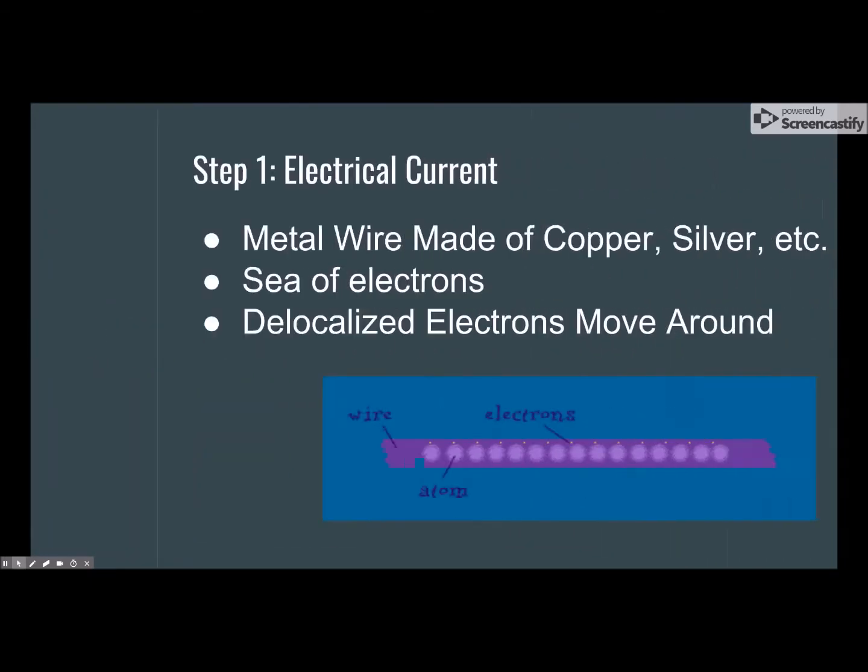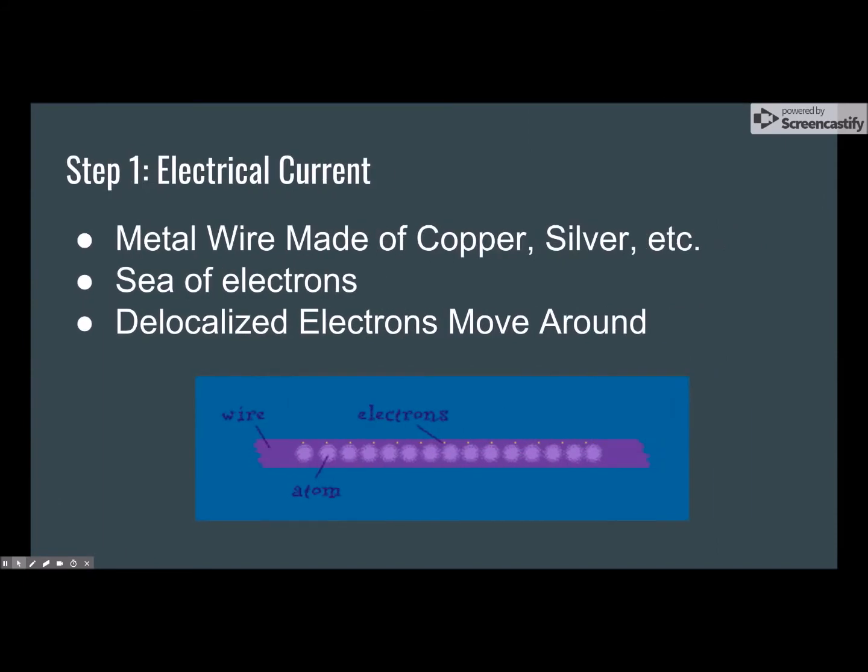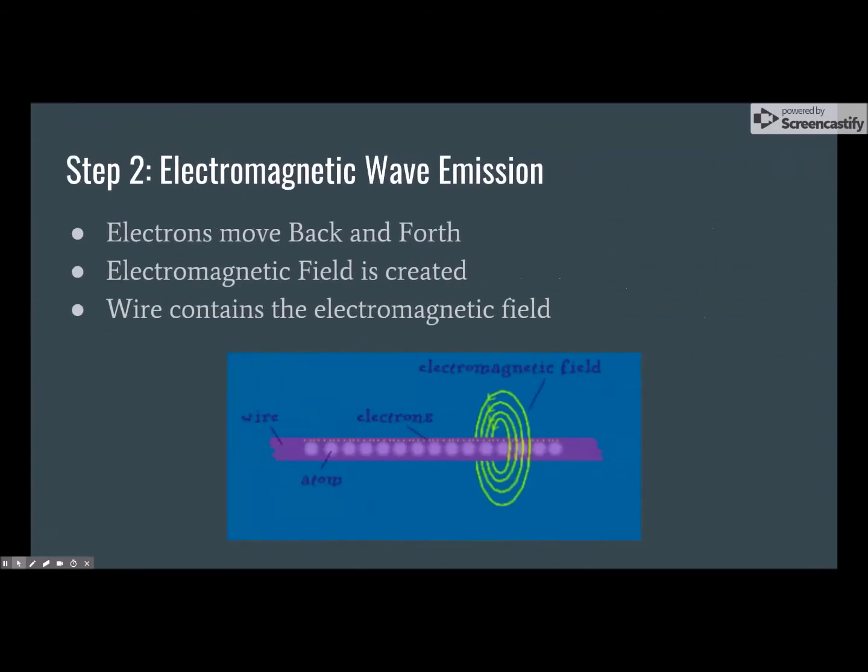So, how are radio waves created? First off, we have the electrical current. For our purpose, we're going to be looking at an example of a metal wire, where we have copper, silver, or any other type of metal, where we have localized electrons that are moving around, and each electron from each atom has, in the sense, delocalized from its atom. And as they keep moving back and forth, we can see that the wire will start to produce an electromagnetic field. Unfortunately, this will be at a disadvantage because the wire can contain this electromagnetic field. So we need something that can help to transmit these waves.